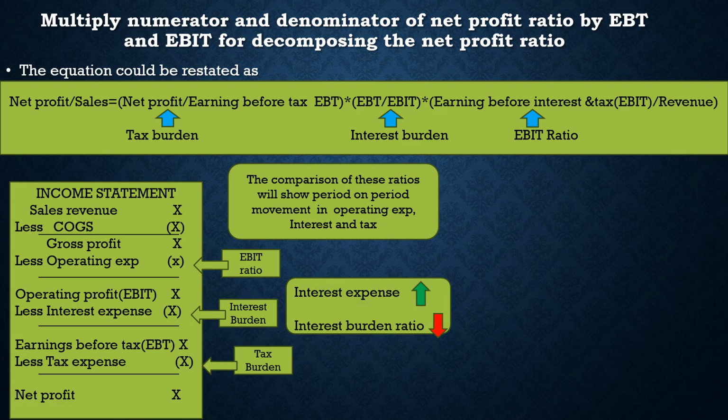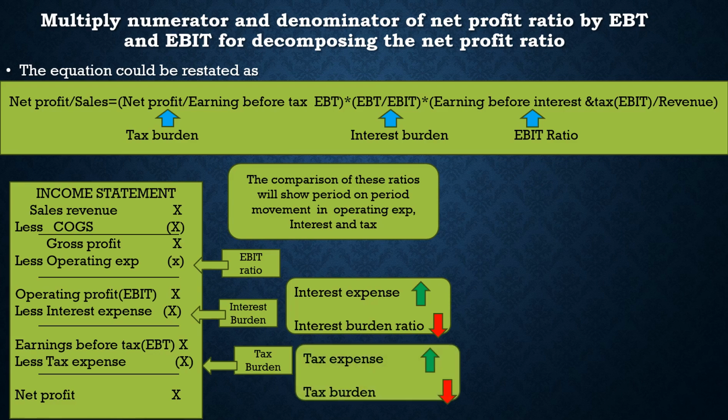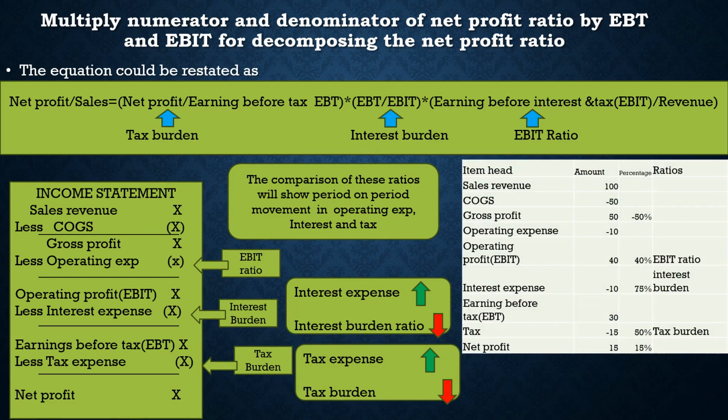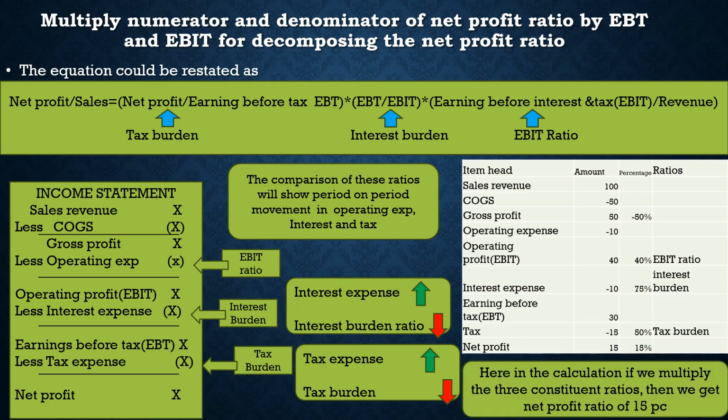If interest expense goes up, the interest burden ratio goes down. If tax expense goes up, then the tax burden ratio goes down. This is a table showing a data sample of sales to net profit calculation. Here in the calculation, if we multiply the three constituent ratios, that is the EBIT ratio, interest burden, and tax burden, then we get to the net profit ratio of 15%. If we multiply these three, we get this 15%.